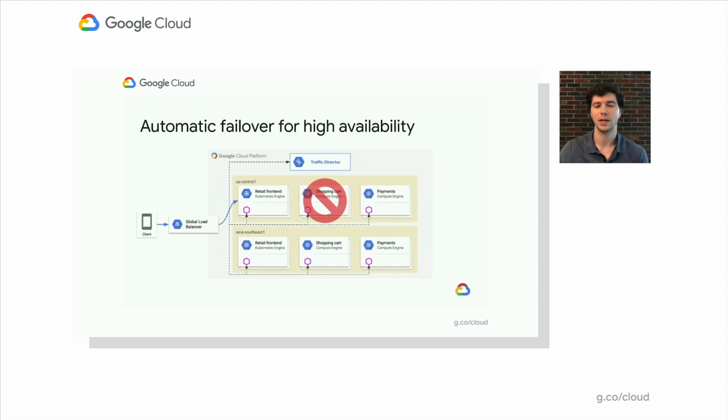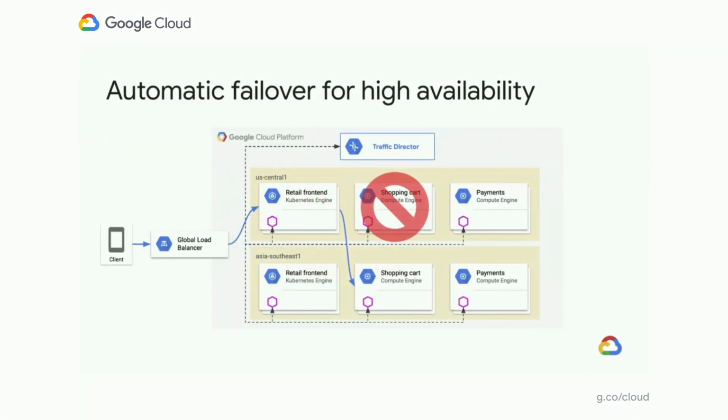And so what would happen here is rather than having your retail front end send traffic to the shopping cart and hit errors for that end user, that traffic just goes to your shopping cart in Asia Southeast 1. It just fails over seamlessly to another region. And this is actually pretty straightforward to set up in Traffic Director.